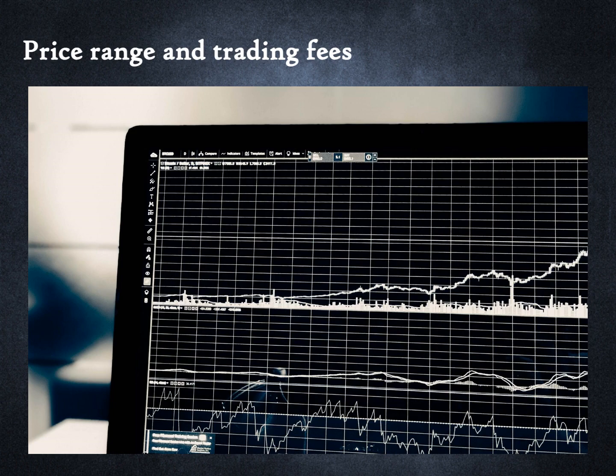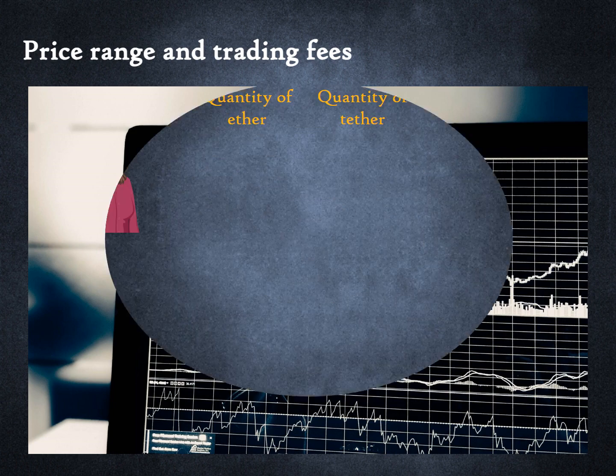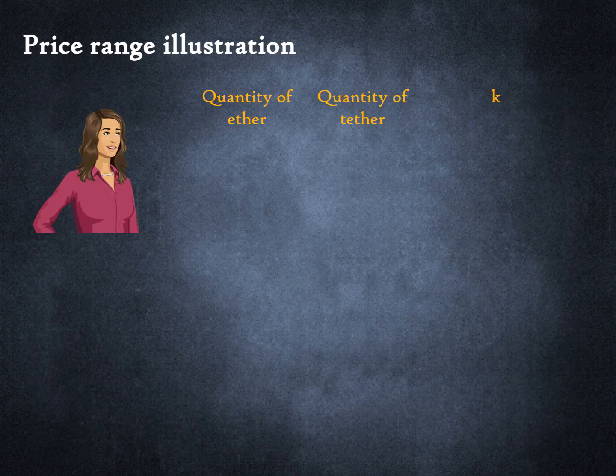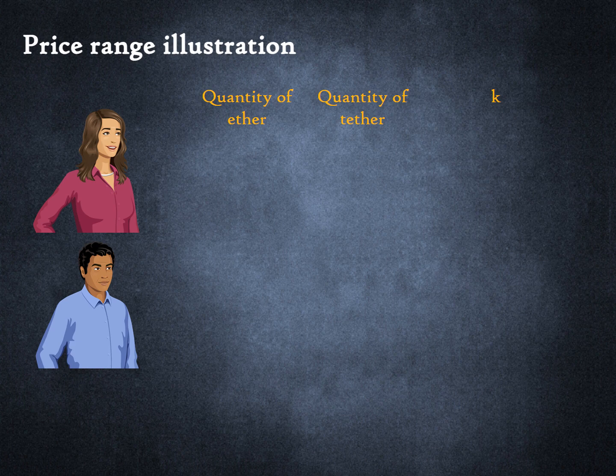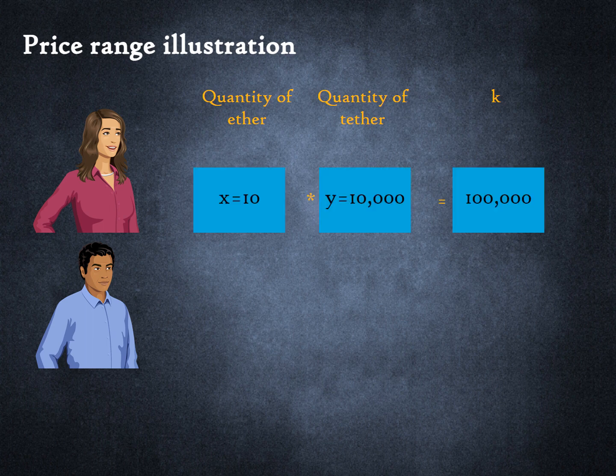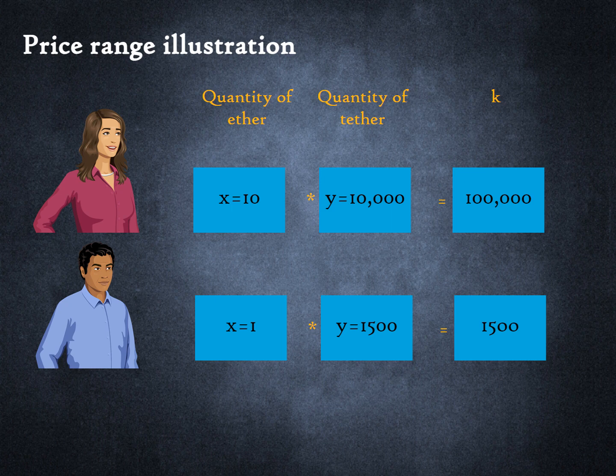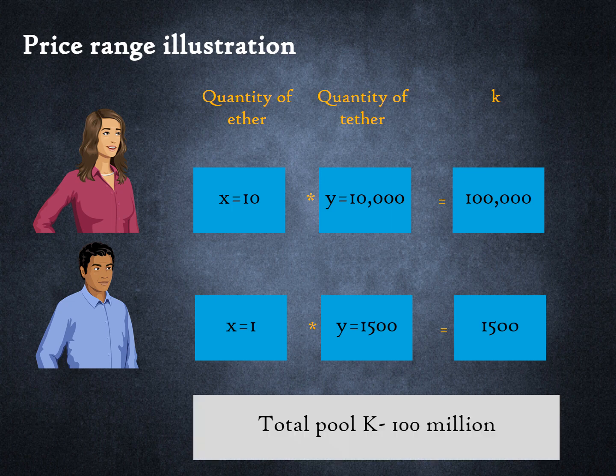Next, we will learn how price range affects trading fees. Consider Alice and Bob, who each contribute Ether and Tether tokens. They contributed to the pool at different times, when the exchange rate between the two tokens were different. Alice contributed 10 Ether and 10,000 Tether tokens. Bob contributed 1 Ether and 1,500 Tether tokens. Assume at a given time, the total pool K is 100 million.